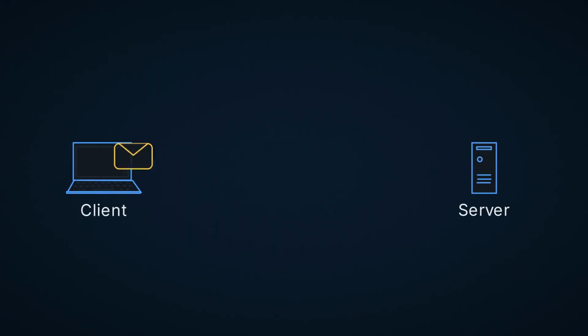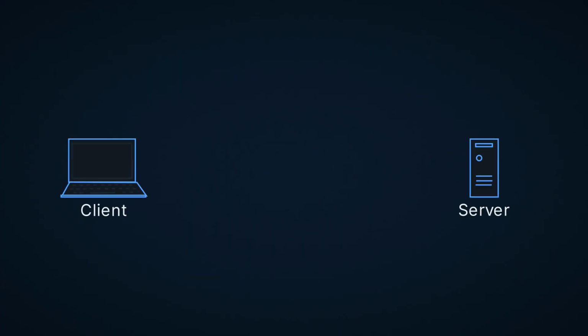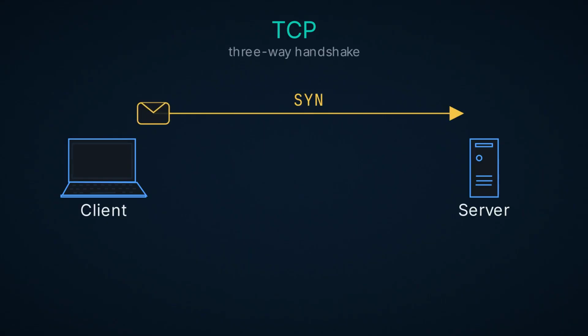Now the packet arrives at the server. But before either side sends real data, they need to agree they are even talking. That is TCP, the Transmission Control Protocol, the part that makes a connection reliable, so nothing arrives scrambled or missing. It opens with a 3-way handshake. Your browser sends a SYN, which just means synchronize, I want to talk.